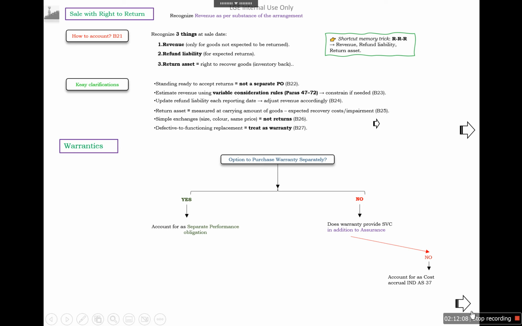something additional to the assurance of the product functionality. If there is nothing additional to the performance assurance, we need to recognize it as an assurance-type warranty. And if yes, if it is something apart from the assurance as well, then we need to recognize that as a separate performance obligation.